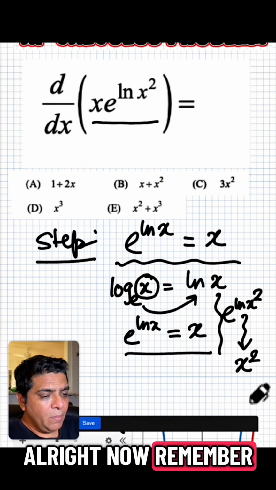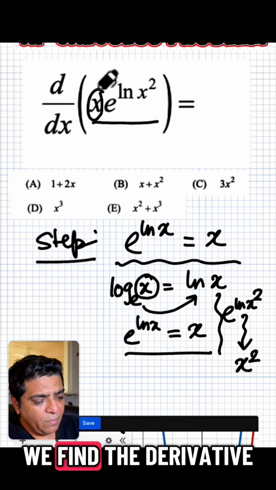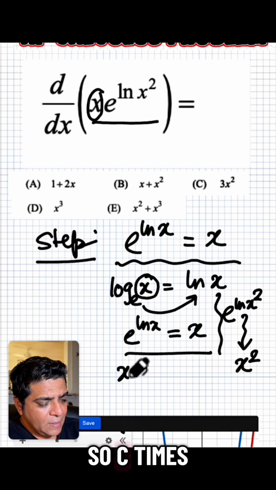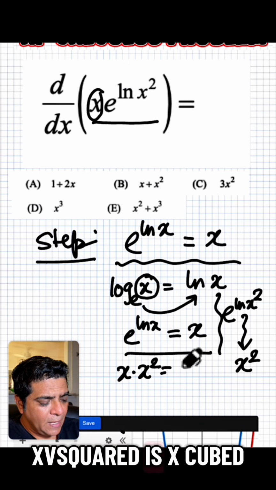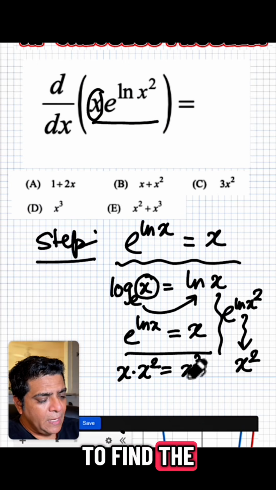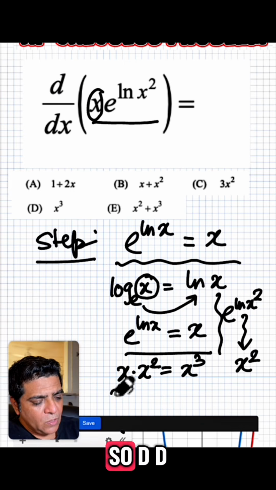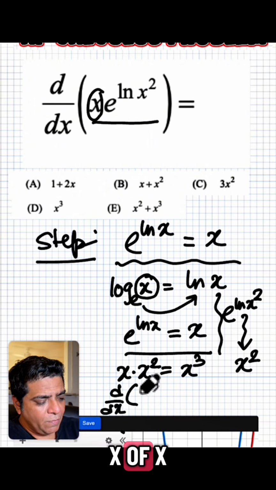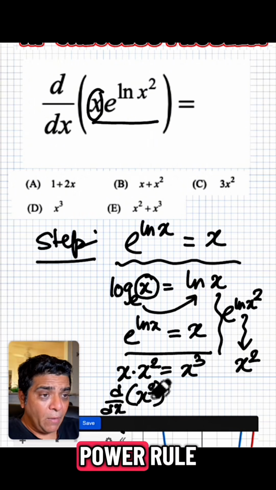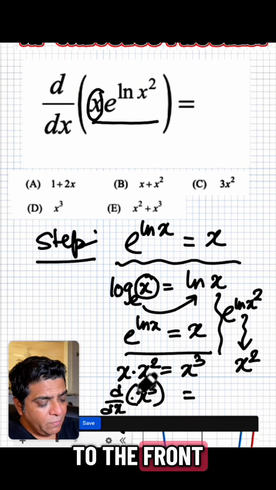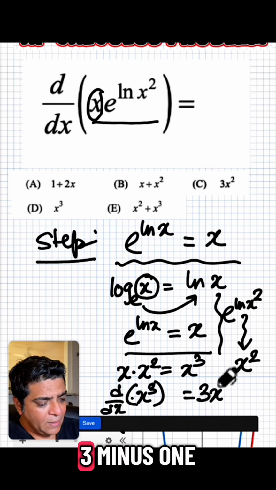All right, now remember also we have an x before we find the derivative. So x times x squared is x cubed, and we need to find the derivative of x cubed. So d/dx of x cubed, and we're going to use the power rule. So we're going to bring the 3 to the front. So that's going to be 3x to the 3 minus 1.